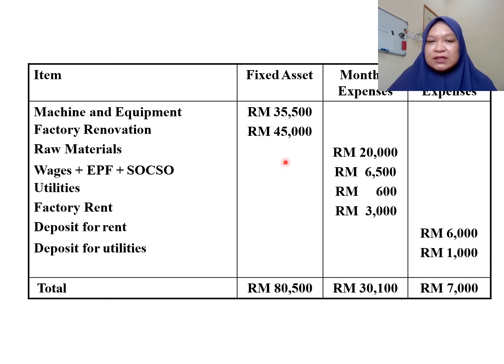This is the fixed asset. This is the monthly expenses. This is other expenses. Other expenses mean the expenses that occur maybe once a year, or maybe once for the business, and then it never occurs again.